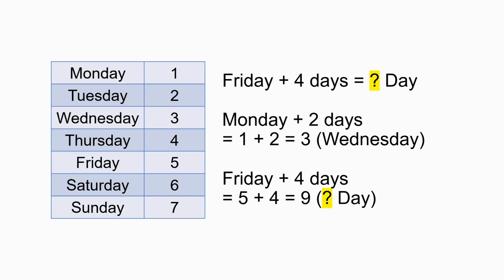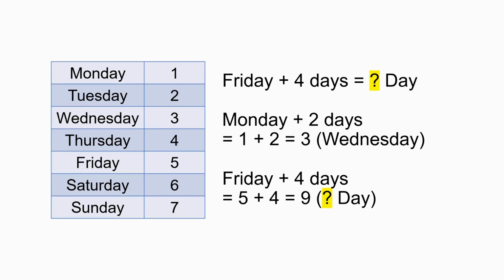But the question is, can we apply the same thing to our question? Because our question is Friday plus 4 days. So Friday is 5 plus 4, that will be equal to 9. The problem here is that with 9, we do not know based on the table which day it is, whether it's Monday, Tuesday, Wednesday, or Thursday.